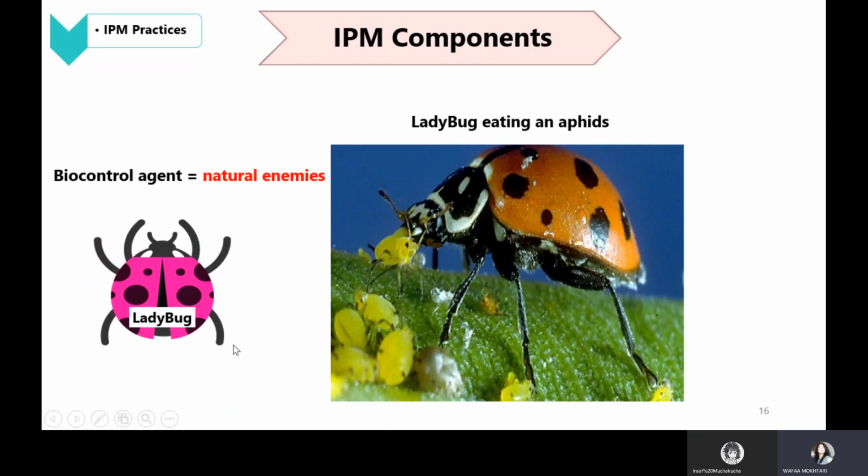Here we have the example of a biocontrol agent, one of the most important predators or natural enemies, which is called the ladybug. I think you know them. Sometimes we know them as lady beetles. Ladybugs are used to eat aphids, and aphids are well known to be bad pests for many crops.